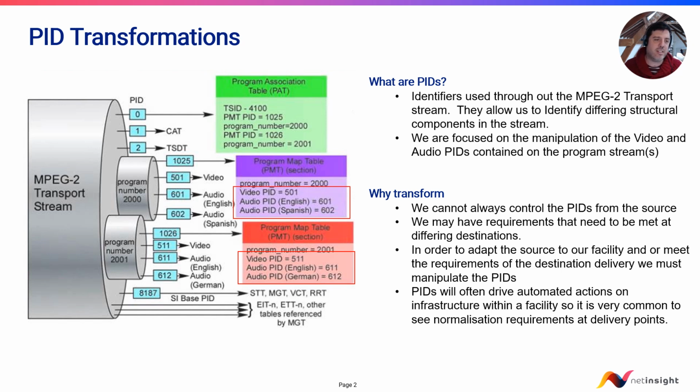The reason that people normalize these or want to manipulate them is that you will often drive automated actions on infrastructure within a facility. This could be encoders or decoders, or it could even be monitor walls, whereby you want to automatically identify these streams and what they are, and create some kind of action alongside that. So it's important to our customers, especially when they're providing services to lots of different destinations, that we can provide this manipulation.